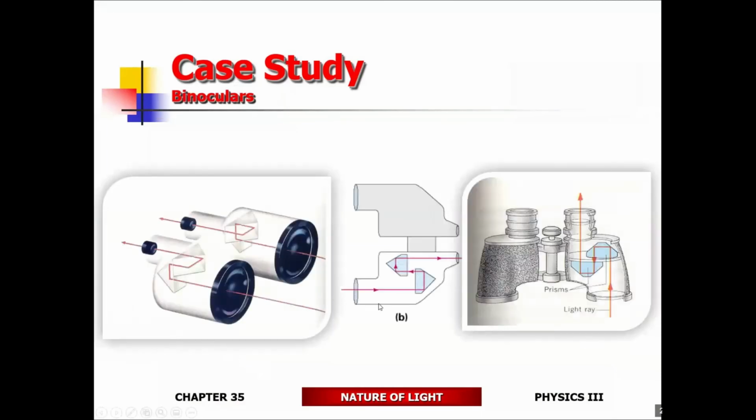Binoculars obviously use these lenses, prisms usually. And they almost work like a mirror in that sense. So the light is going to get reflected around. It's reflected and refracted, reflected and refracted.